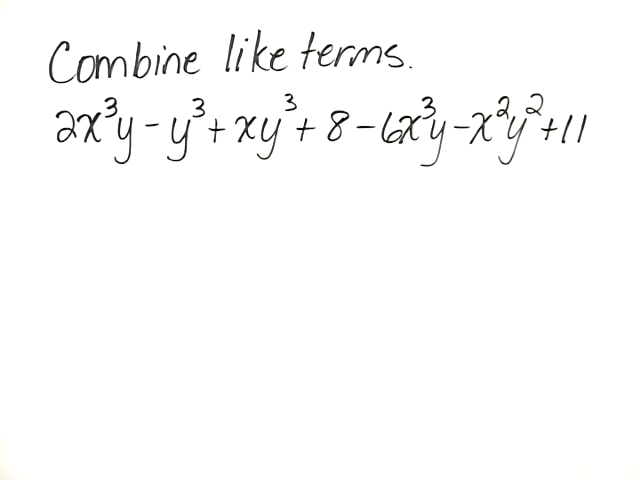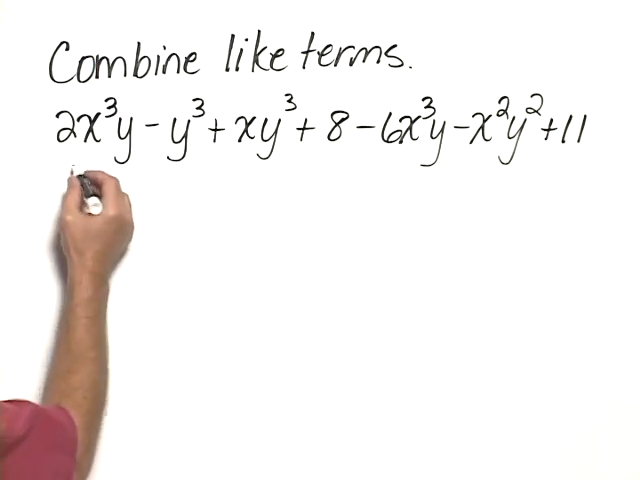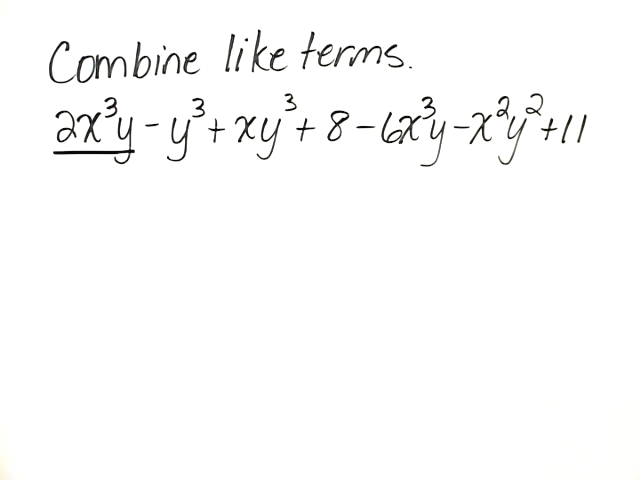Combine like terms. 2x cubed y minus y cubed plus xy cubed plus 8 minus 6x cubed y minus x squared y squared plus 11. Like terms have the exact same combination of variables, including the exponents, so what we'll notice is this is an x cubed y and this is an x cubed y. And so those are like terms. We can combine those together.